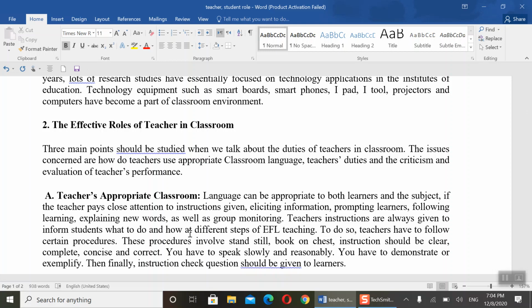If the teacher focuses on instruction given, listing information, promoting learners, following learning, explaining new ways, as well as group mentoring, if the teacher pays close attention to these things, then language can be appropriate for both. Of course, the teacher has to pay attention to instruction, to rules given by the Ministry of Education.